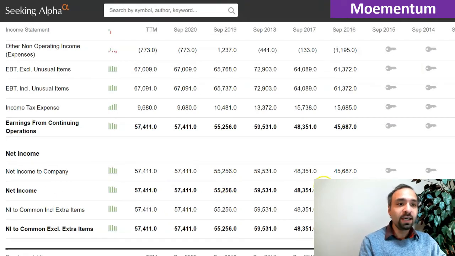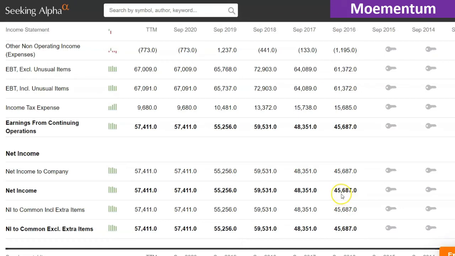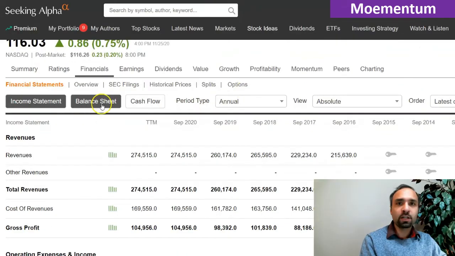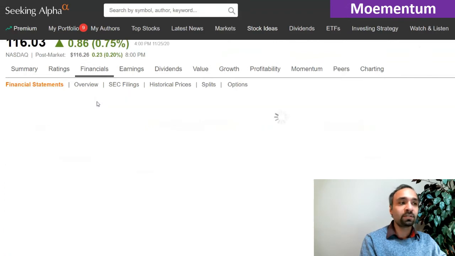So here you could see they are showing 45 billion in 2016, 48 billion, 59 billion. Understandable, so it went down. That's the same year that their revenue went down. So 55 and then showing now 57 billion. So Apple is definitely a very profitable business, showing $57 billion in the trailing 12 months as well for their net income. Next piece of information I'm interested in, I'm going to scroll back to the balance sheet.